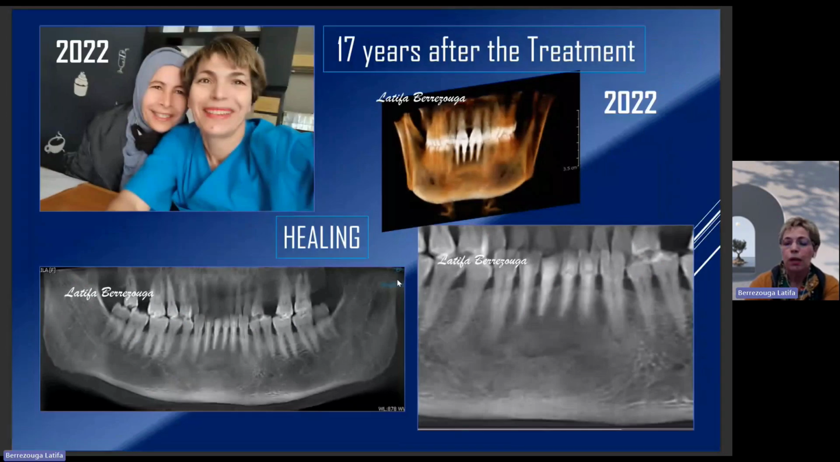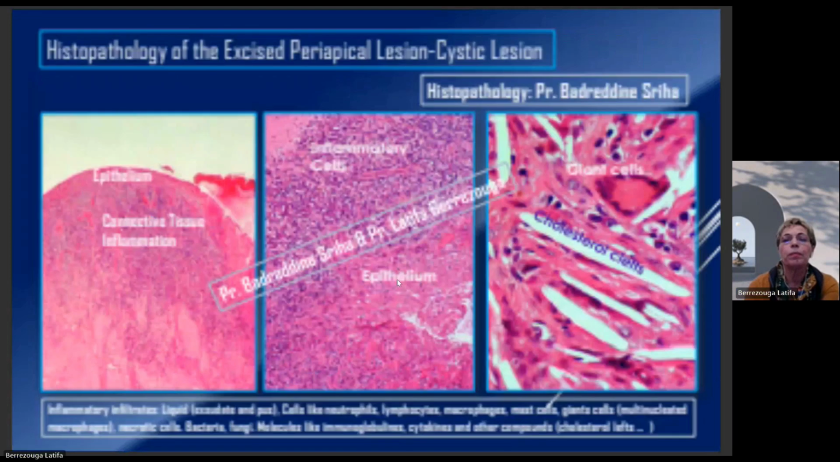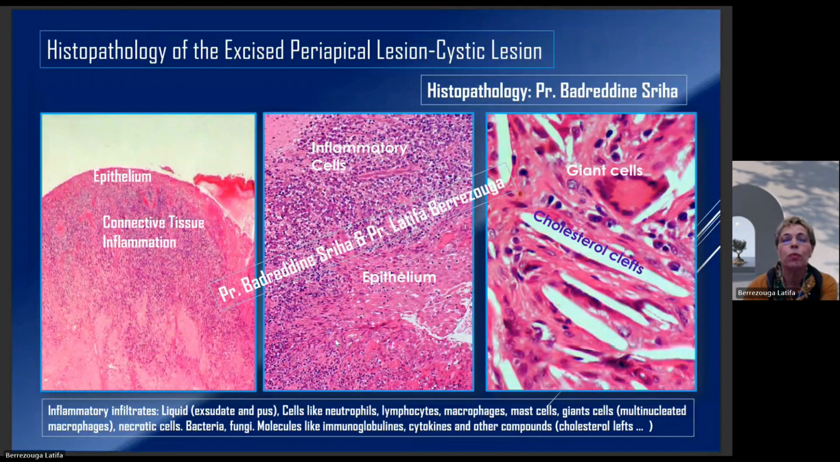So this is also to show you the diagnosis of a cystic lesion. But you also have fungi. We may find, for example, Candida albicans in the periapical lesion. We may also find molecules like immunoglobulins, and other molecules such as cytokines, pro-inflammatory cytokines, for example IL-6 or IL-1, that are involved in the inflammation.